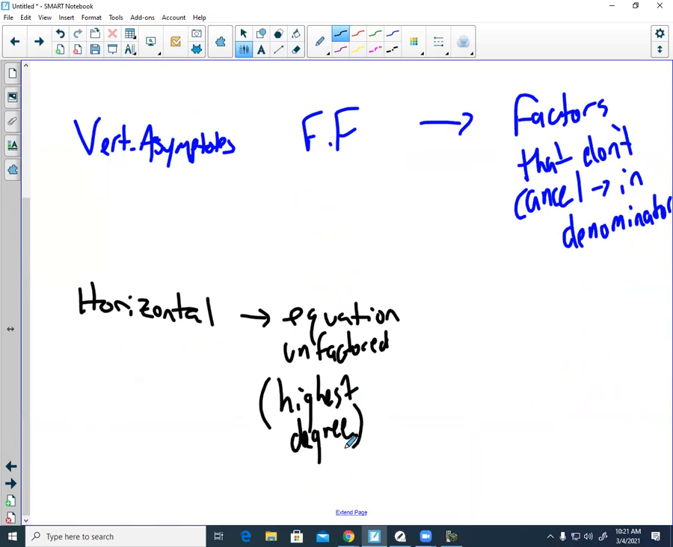Okay. If you're looking for the horizontal asymptote, you are looking for the highest degree, wherever that is. If the highest degree is on top, that's great. If the highest degree is on bottom, that's great, but that will determine whether it's going to be horizontal or diagonal. Okay.